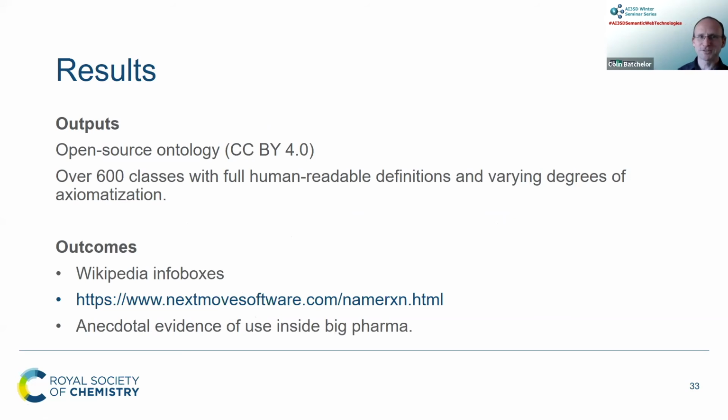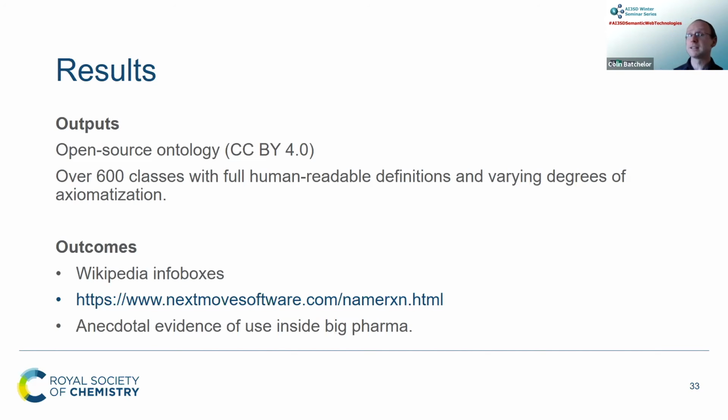So what did we produce from this? There is an open source ontology, which you will see the URL for later on, and there's now over 600 classes. They all have human readable definitions for reasons I dealt with in my previous AI3SD talk 11 months ago. There are not as many machine readable definitions as would be ideal, due partly to the limitations of the language we use. Outcomes, they're on Wikidata.